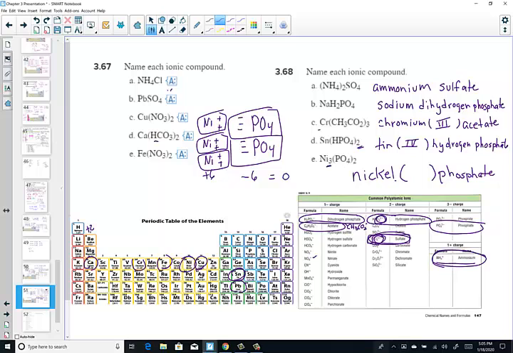Remember, just uncriss-cross here. So the 3 came from phosphate's -3. This 2 came from nickel's +2. This is nickel 2 phosphate. Whew, we're doing good work.